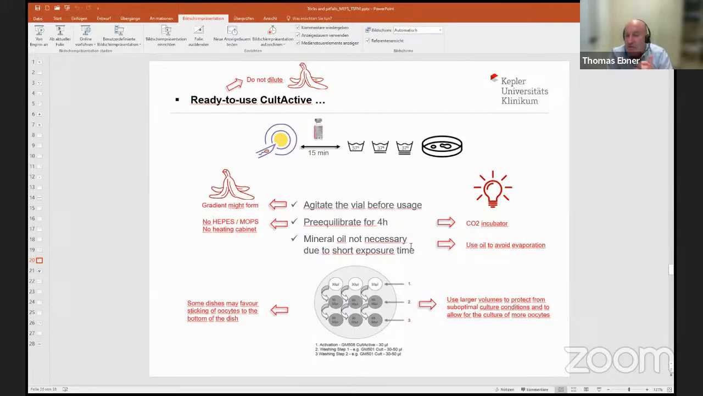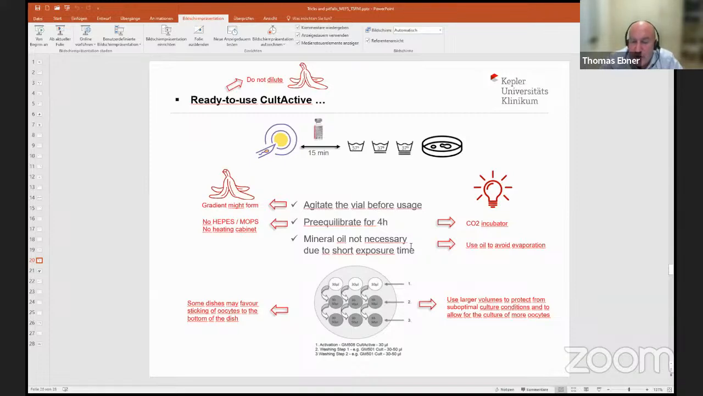I really recommend to use oil to avoid evaporation. And I also strongly advise you to use larger volumes than 30 microliter. So I work with 50 to 100 microliter covered with mineral oil, because this would allow, well, one thing is that you could avoid suboptimal culture conditions if you have culture medium at a higher volume and also a mineral oil, but you can also culture more oocytes.